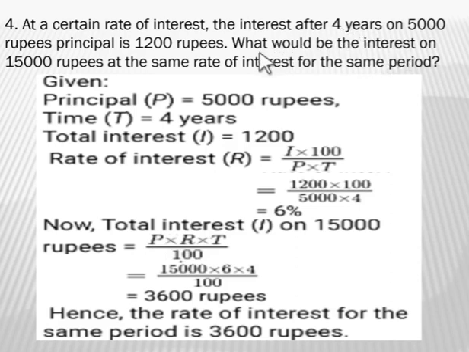It is already been asked in the question, what would be the interest on 15,000 rupees at the same rate of interest for the same period. So now here we know principal, rate and time. We have to find total interest on 15,000 rupees. Now put the value of P. It is 15,000, rate is 6 and time is 4. Divide it by 100. Now cancel zeros from numerator and denominator for both. 150 multiplied by 6 multiplied by 4 is 3600 rupees. Hence the interest for the same period is 3600 rupees.